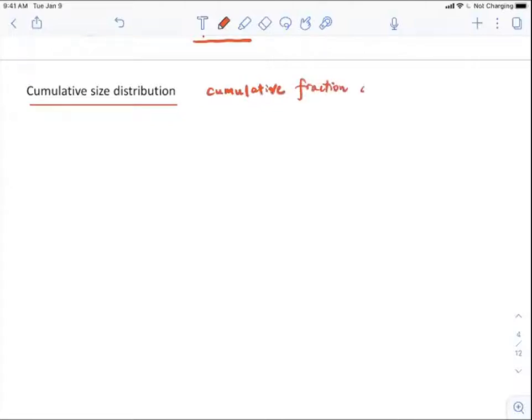Cumulative fraction of particles below certain size. So what I mean is that, let's say we have a particle size distribution that looks like this.